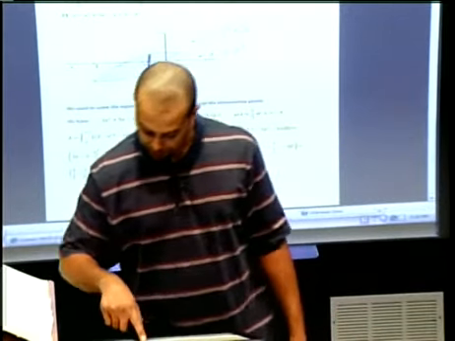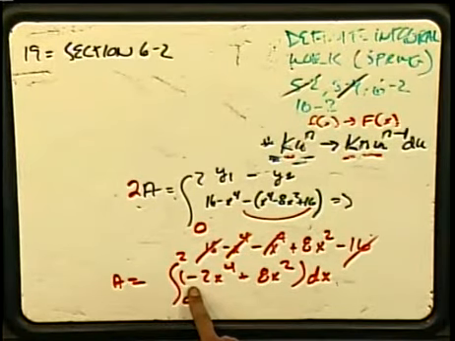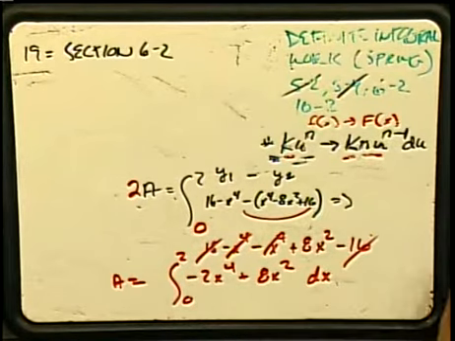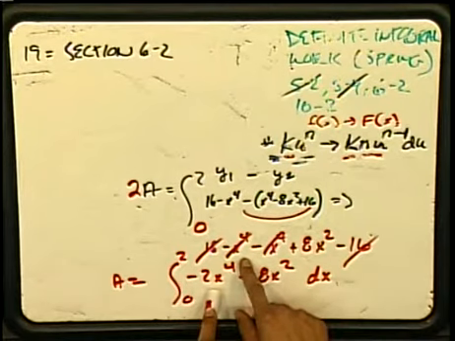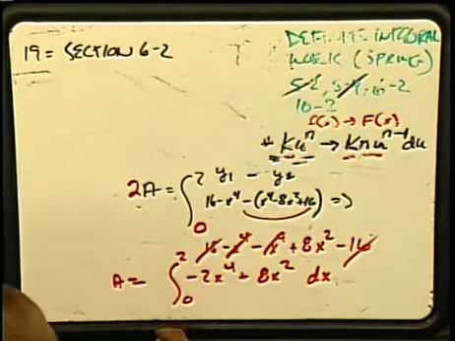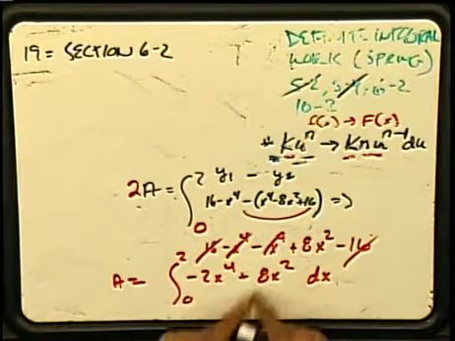So we want to take the antiderivative of this. Where'd the 2x to the 4th come from? We had negative x to the 4th minus x to the 4th, so we just added those together. Combine those.